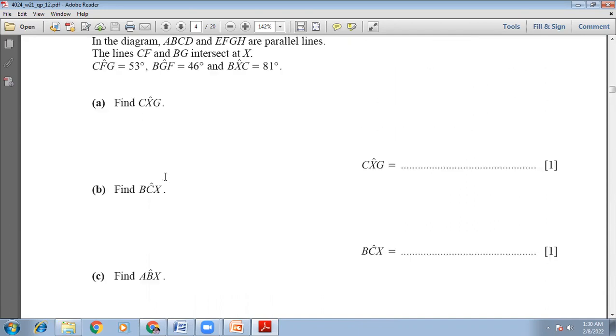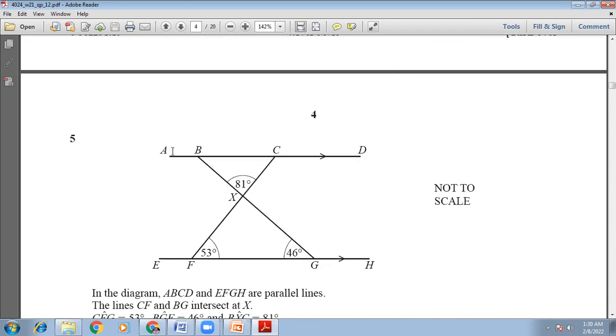Find ABX. So they want you to find out this angle. You see this angle, ABX, and this angle 46. They are allied angles to each other. They are on the same side of the transversal line, and they both are inside the parallel lines. So their sum will be 180. They are known as allied angles. ABX plus 46 will be equal to 180.